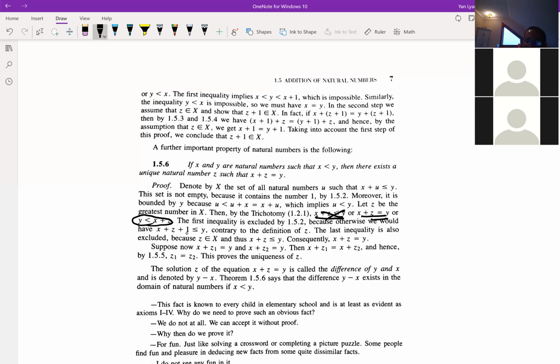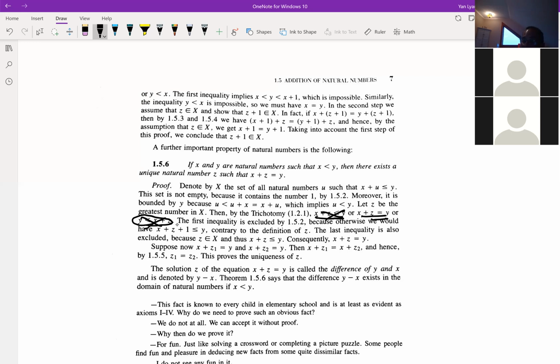The last inequality is also excluded because z is in x, and thus x plus z must be less than or equal to y. That's the definition of the elements in x. You can't have both: x plus z less than or equal to y by definition of the set, and the exact opposite, y less than x plus z. So this is also eliminated. So what do we have? We have x plus z is equal to y.